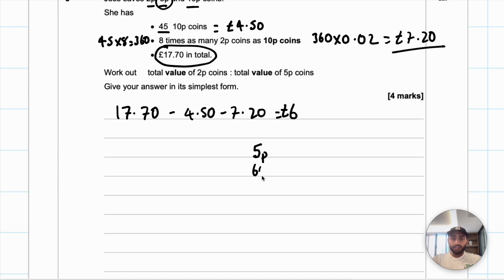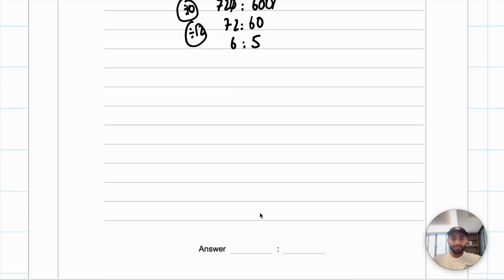So in pence, that is 600 pence. And the value of the 2p coins is 720p. I can cancel both of these down by dividing by 10 on both sides. Let's get rid of those zeros. So 72 to 60. And both of these divide by 12. So 72 divided by 12 is 6. 60 divided by 12 is 5.